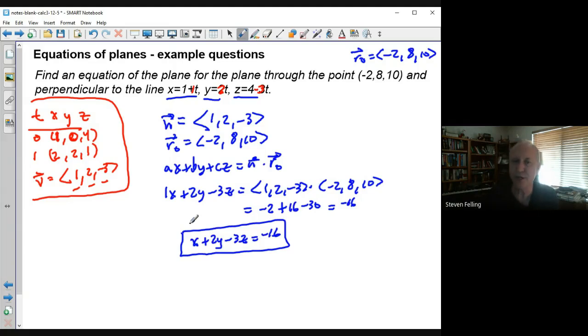So if you're given the parametric form of an equation, you can get the x, y, z components of the direction along the line by taking the coefficients of the parameter.